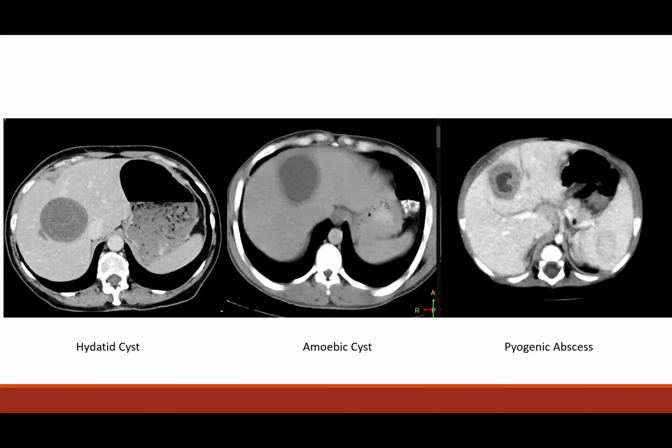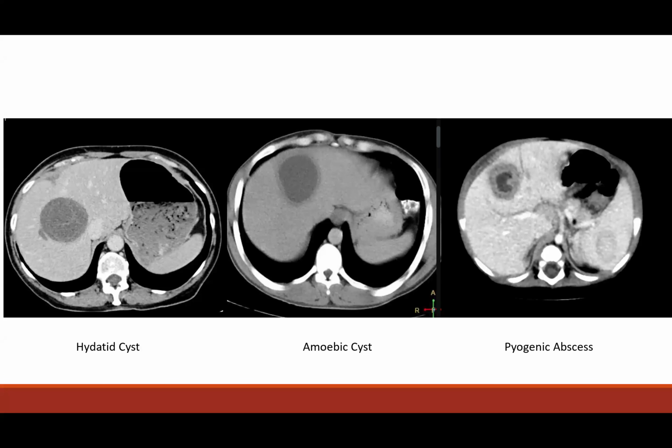Okay, so in terms of imaging again, liver abscesses commonly involve the right lobe of the liver, probably because of its larger blood supply than the other lobes. But the abscesses need to be distinguished from tumors and cysts, like I mentioned earlier. And sometimes we do have difficulty in distinguishing pyogenic liver abscesses from amoebic liver abscess, even from hydatid cysts.